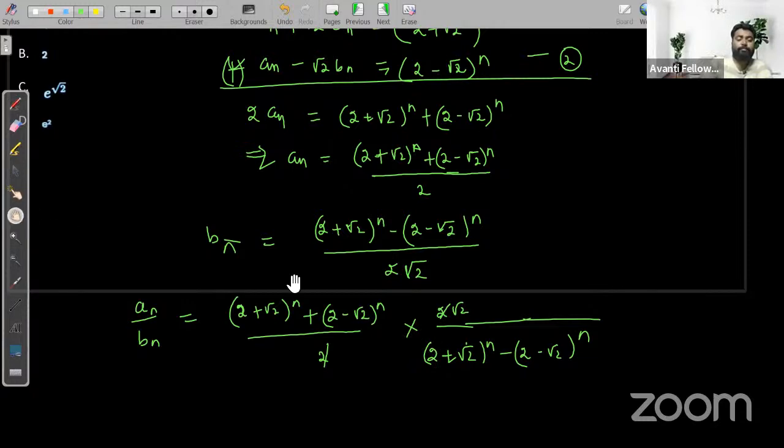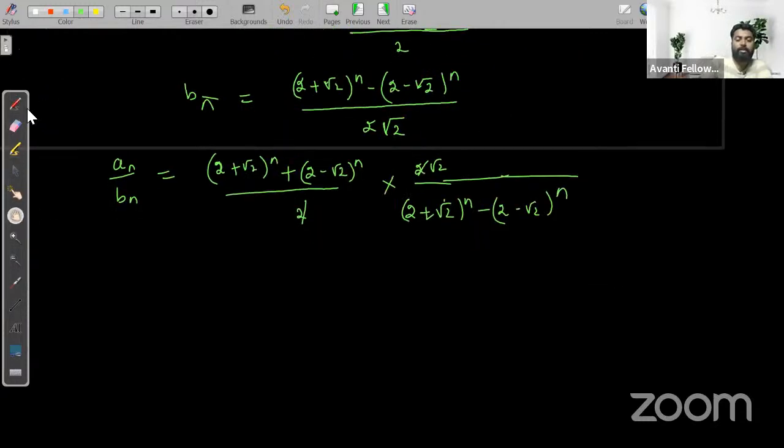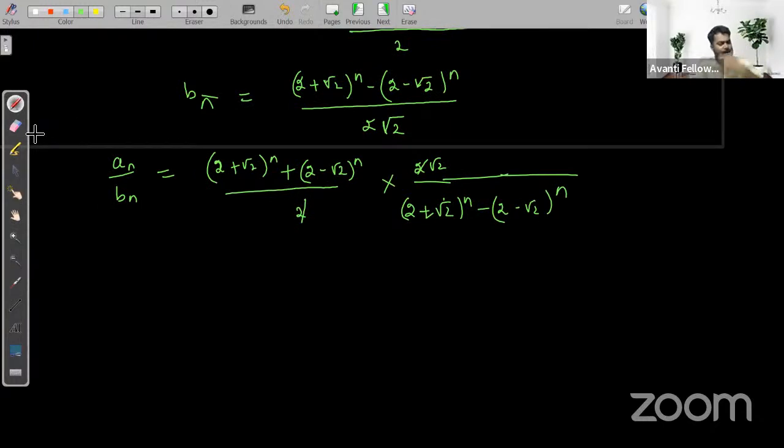So let's see, if you'll put limit here, it will not work, right? So what we'll do one thing, we'll divide 2 plus √2 whole to the power n with numerator and also with denominator. So what you are getting after dividing, we are getting √2. Here we are dividing 2 plus √2 whole to the power n with numerator.